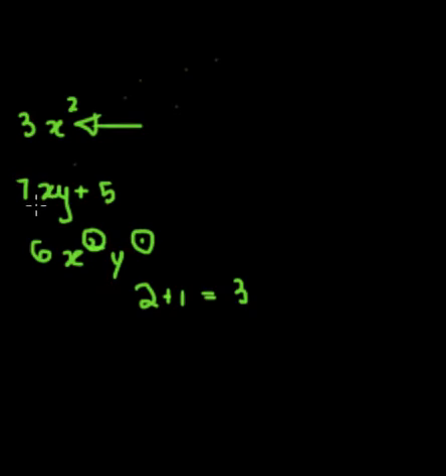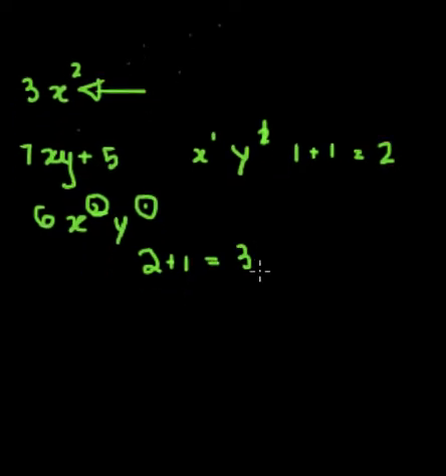So also in the example above, which is 7xy plus 5, you have x to the power of 1 and y to the power of 1. And so the degree of this term will be 1 plus 1, and that will give you a 2.